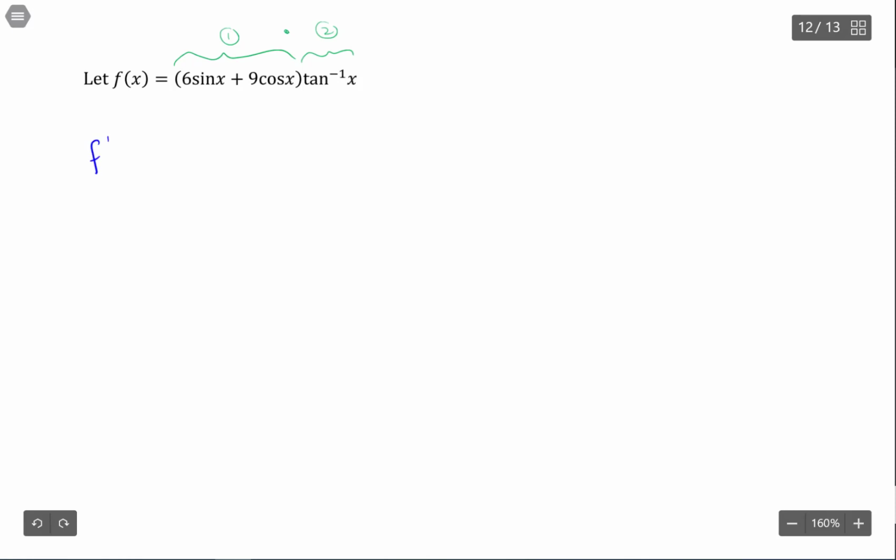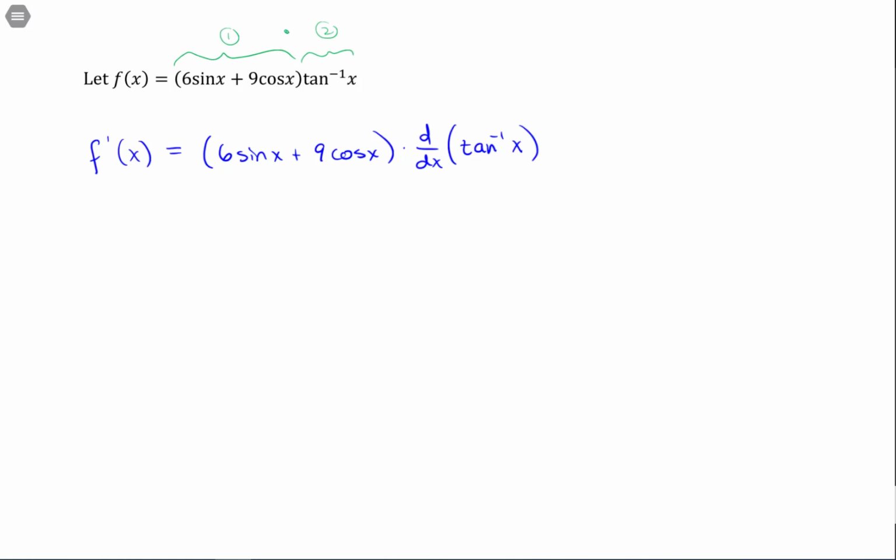But since things are a bit more complex than general, I think I'll take my time with the product rule and just start off by writing out what the product rule tells me to do. It says to take 6 sine x plus 9 cosine x, because that's my first function, and multiply it by the derivative of the second function. And notice I'm not actually taking the derivative at this point. I'm just simply stating that I need to do the derivative next.